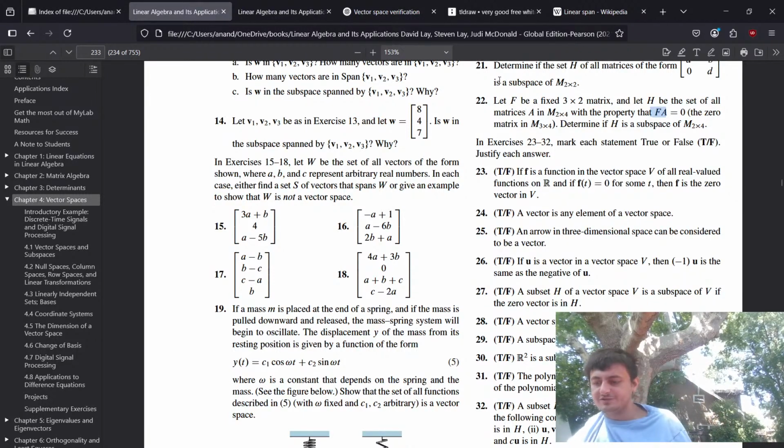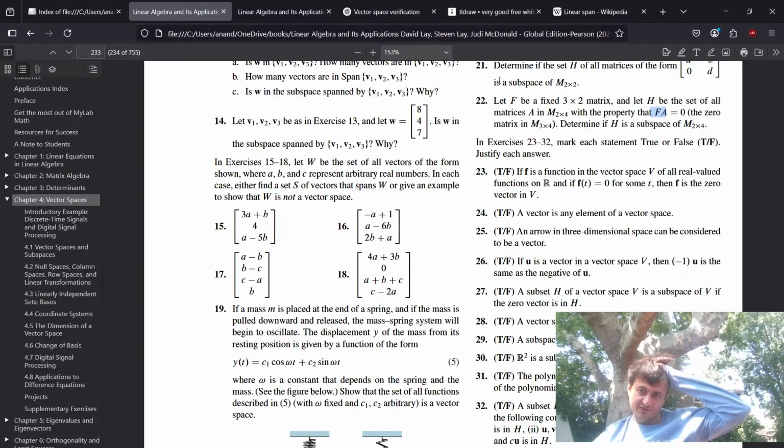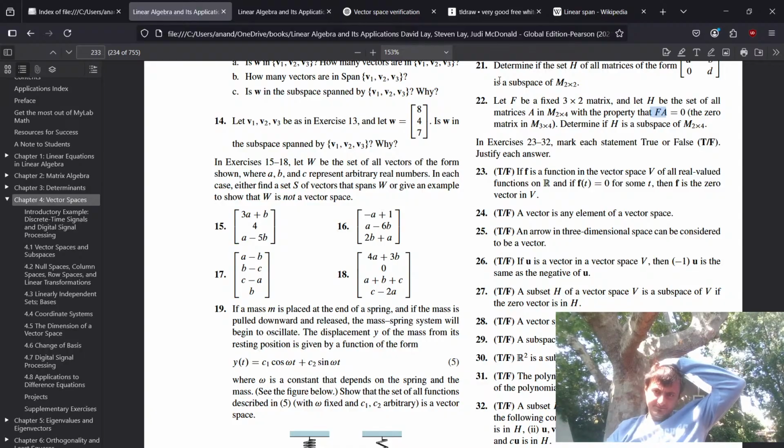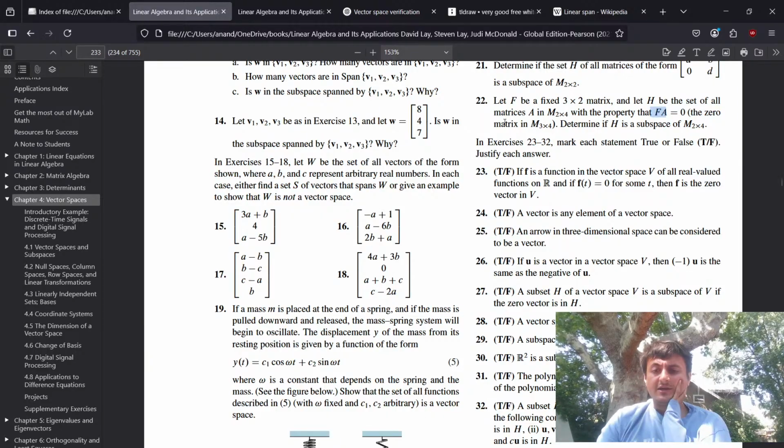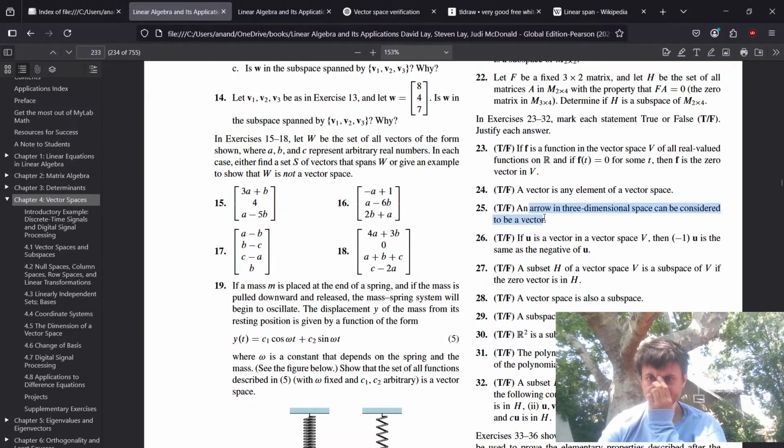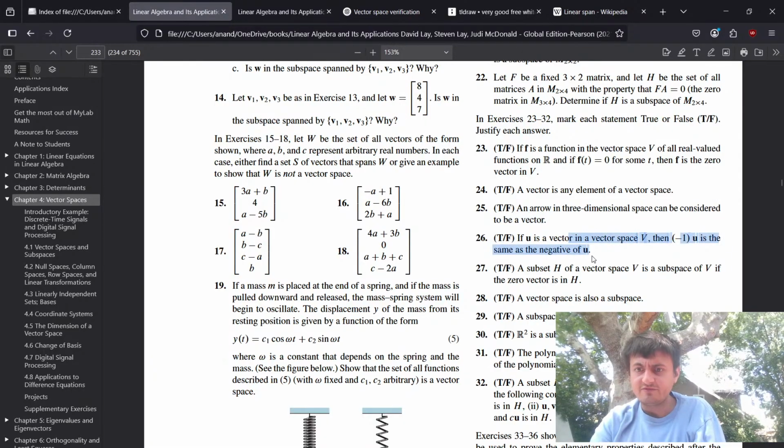All right, true, false. 23. If f is a function in the vector space V of all real valued functions, and f of t is equal to 0 for some t, then f is the zero vector in V. False. 24. A vector is any element of a vector space. True. 25. An arrow in three-dimensional space can be considered a vector. Yep, that's true. 26. If u is a vector in a vector space, then -1u is the same as the negative of u. True.